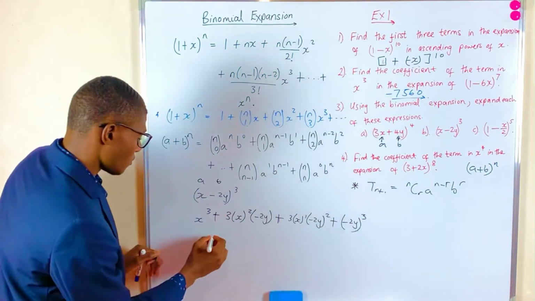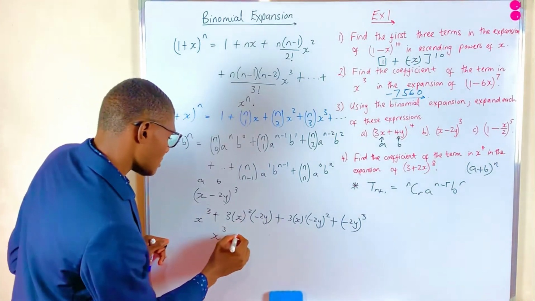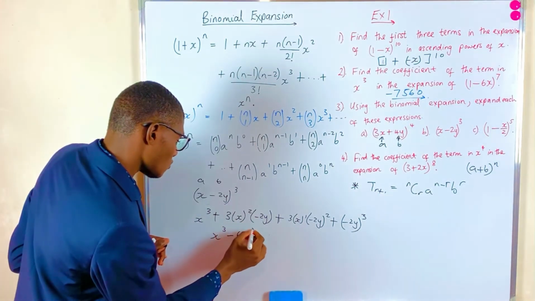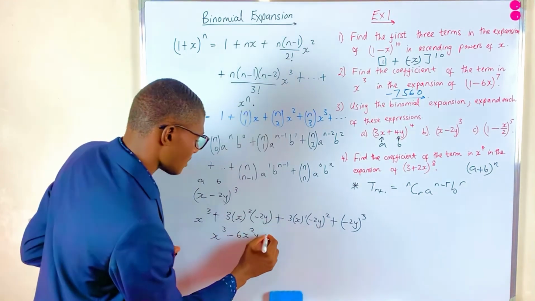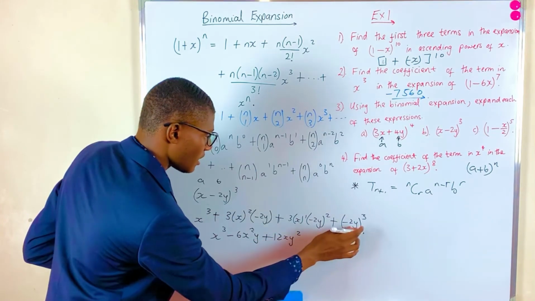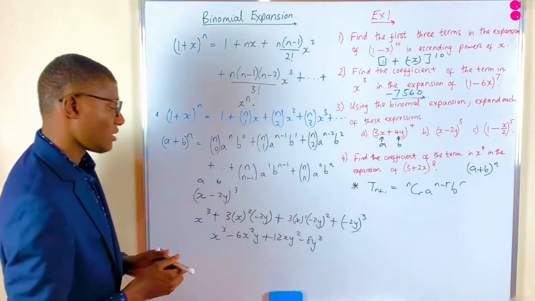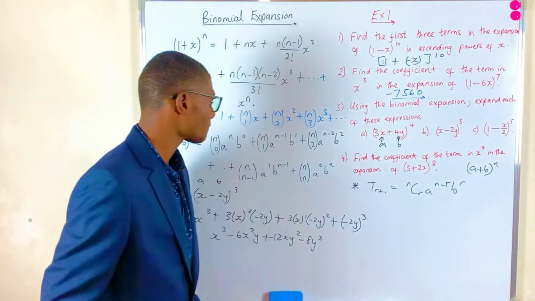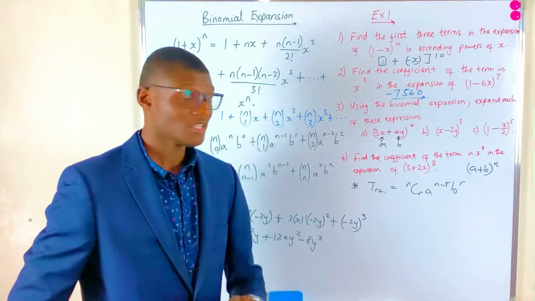Right? So we get x to the power of 3. Here we get a minus 6x squared y. Then there we get what? 4 times 3, that's a plus 12xy squared. And then here we get a minus 8y to the power of 3. Right, so this is the result that we get for part B. And then I shall leave you to do part C.